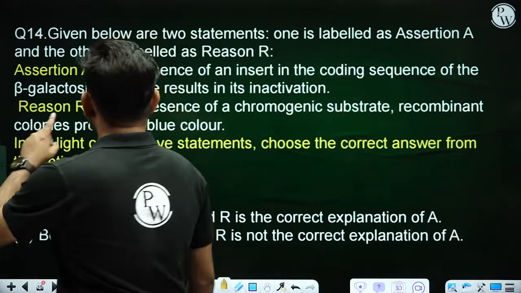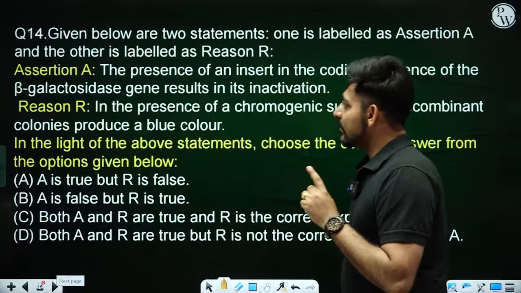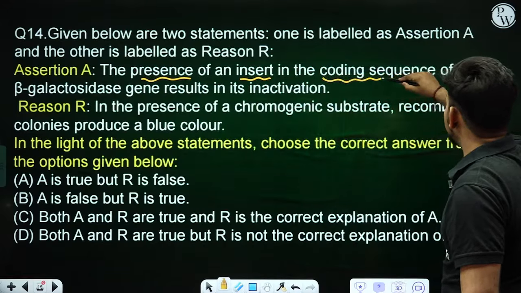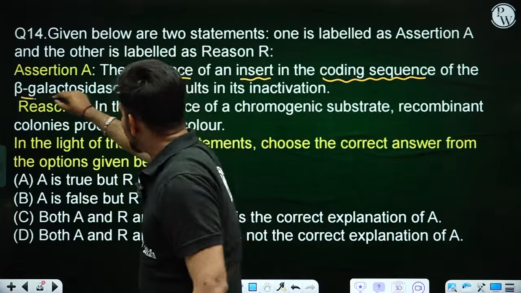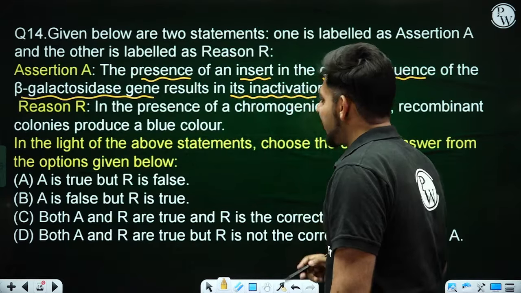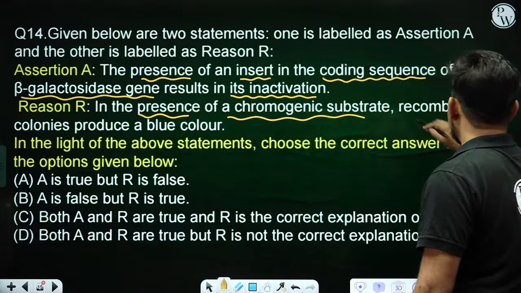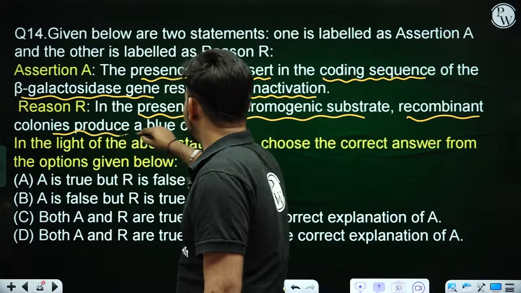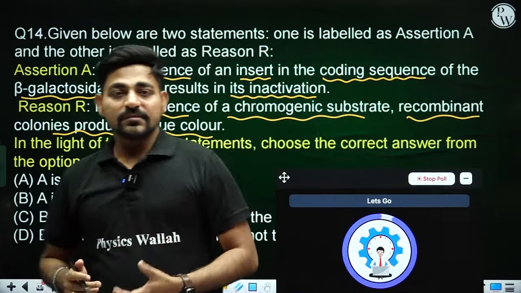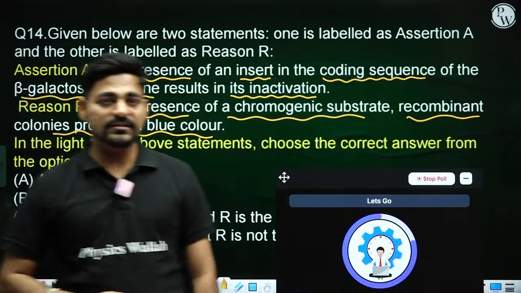Question number 14, and again it is an assertion and reason question. The assertion is saying the presence of an insert in the coding sequence of the beta galactosidase gene, that means lacZ, results in its inactivation. The reason is saying in the presence of a chromogenic substrate, recombinant colonies produce a blue color. If you can remember the vector topic and the insertional inactivation concept, this is an easier one for you.